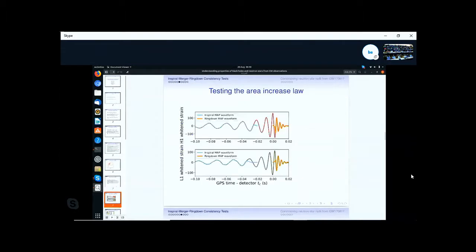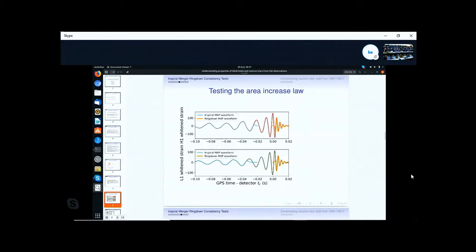And so I just want to illustrate this with an example in which you're testing the area increase law. Let's look at the second plot for the moment. This is a simulated signal. You take the blue portion, which is the part of the waveform at an early enough time before the merger. In this case, you're cutting this entirely in time. The orange part is the part of the waveform after the merger, the ringdown part. The goal is to take the blue one and estimate the parameters before the merger.